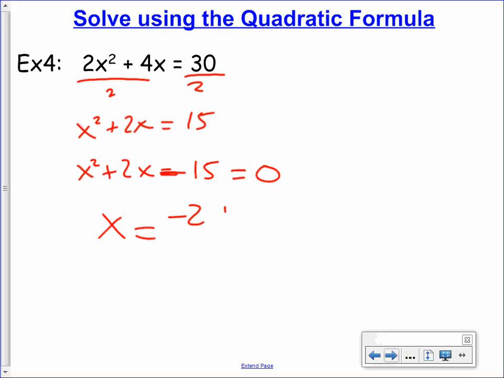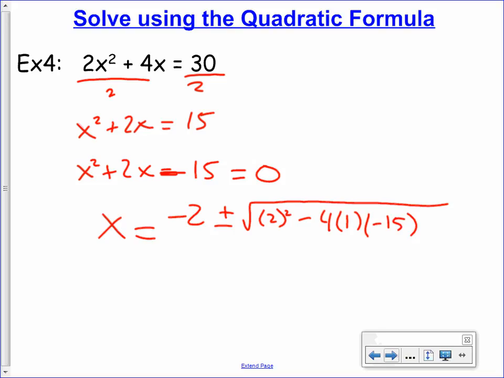-2 plus or minus the square root of 2 squared minus 4 times 1 times -15, all over 2 times 1. Still don't know where we got those numbers? List the ABCs. It's in front of you. Oh, love that song. Here we go.